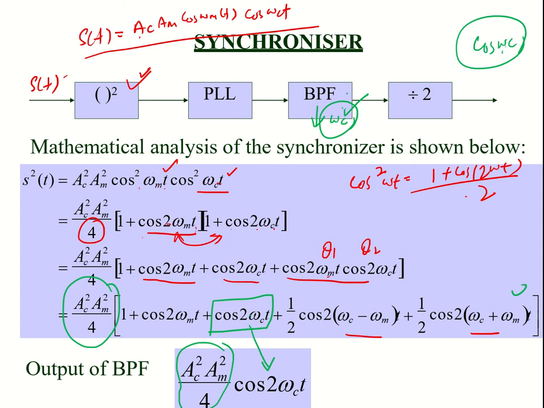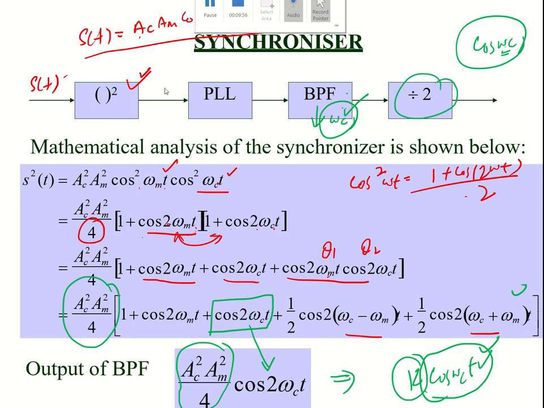But our target is cosine of omega ct. So what will we do? We will use a divider here, divide by 2. This is a frequency divider, and after that we will get cosine of omega ct, and then there will be just an amplitude multiplier. Let's represent it with k, so k times cosine of omega ct. That is actually our carrier signal, which is present in the modulated signal. So with the synchronizer we can extract the actual carrier, and that will resolve the problems of the lack of frequency or phase synchronization.